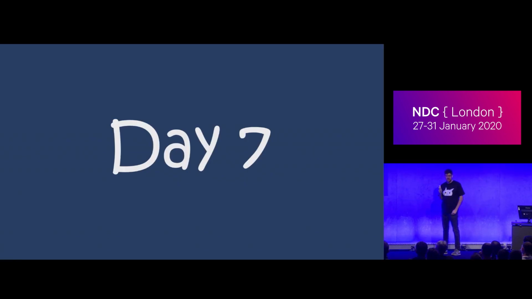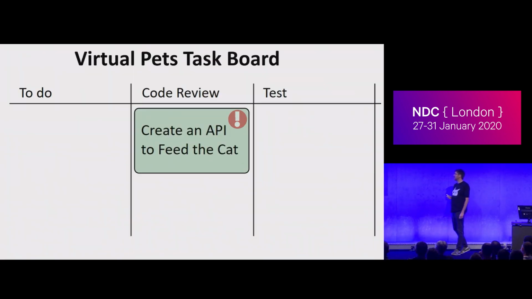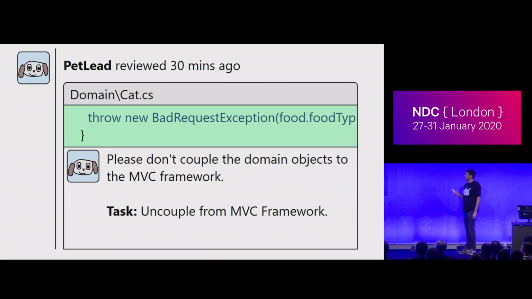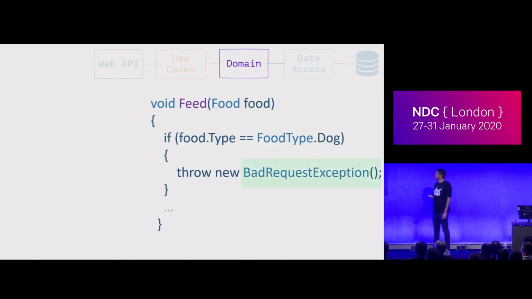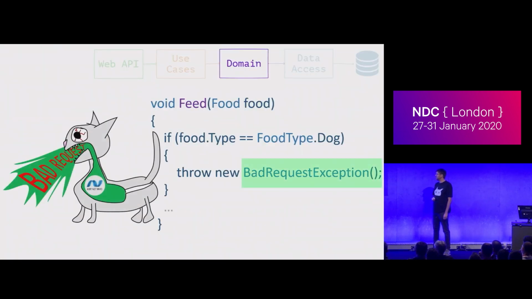Next day, more comments on the PR. Please don't couple domain objects to the MVC framework, uncouple from the MVC framework. Because what's happened here is when we did that bad request exception, we've actually brought in elements of MVC and the web itself. The cat really doesn't have any business knowing about the web or MVC, and it's looking decidedly unhealthy.